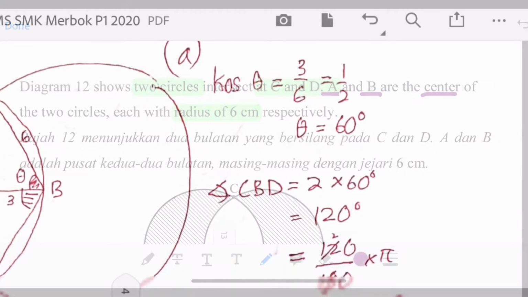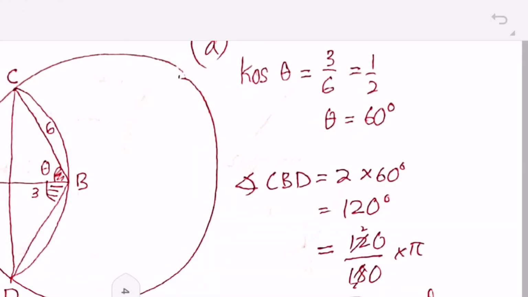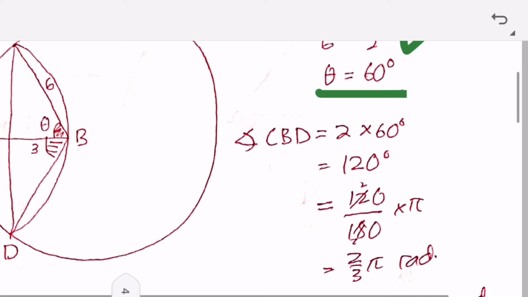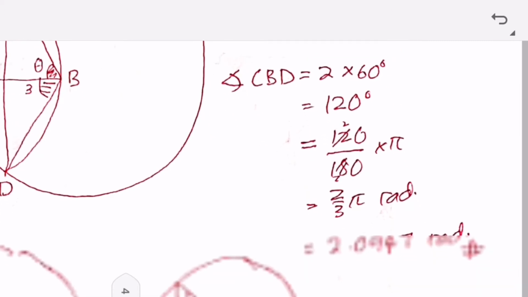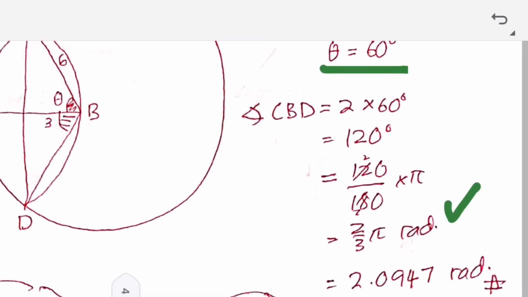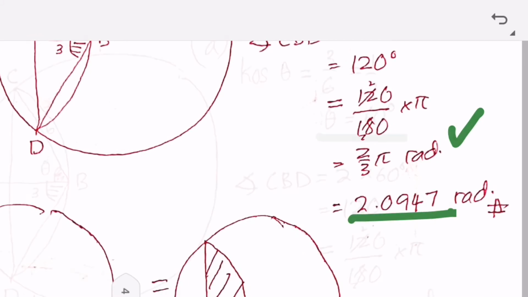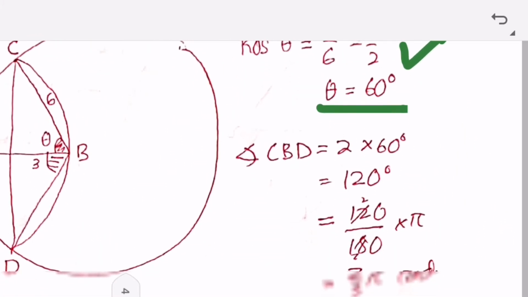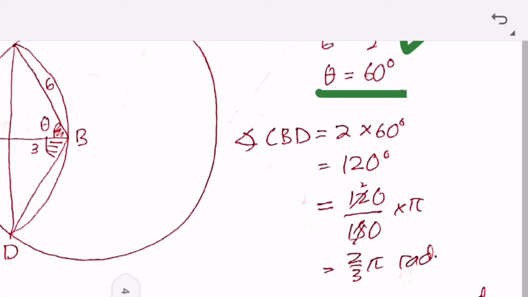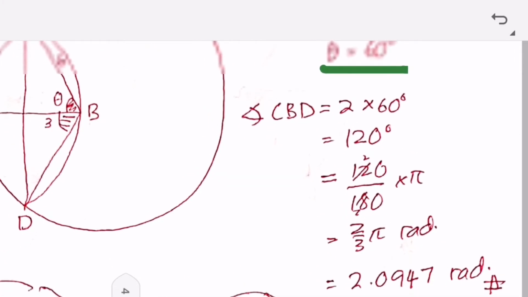Because A and B are the center of the circle. So now I would like you to sketch out the circle like this, and then you label the side. You got 3 and 6, right? So you can use cos theta equal to 3 over 6, which is 1 over 2. So hence the theta is 60 degrees. Hence the angle CBD should be 120 degrees, and you have to times the pi over 180 degrees, right? So you get 2.094 radian for the angle CBD, right?